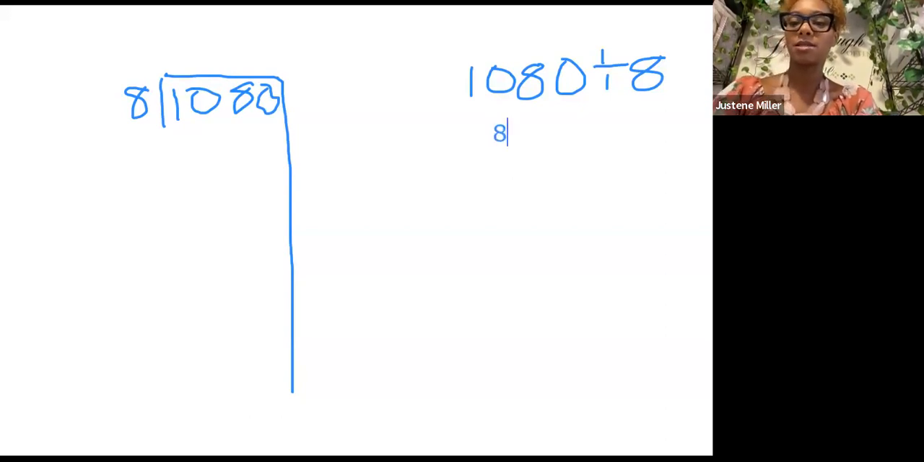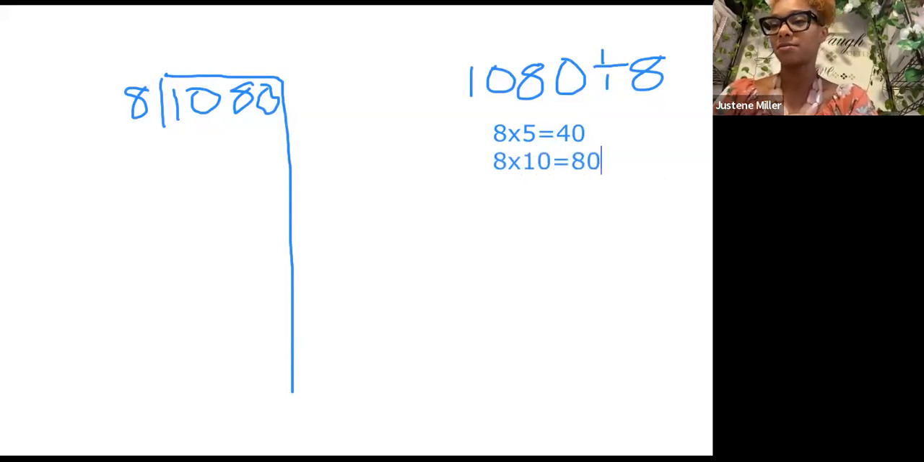So I can do 8 times 5 equals 40. 8 times 10 equals 80. So we did 5, we did 10. Let's do 100 this time. So 5, 10, 100. These are friendly numbers. So we got 8 times 100 equals 800. Beautiful.